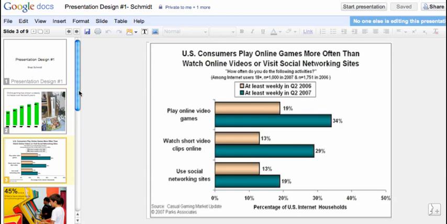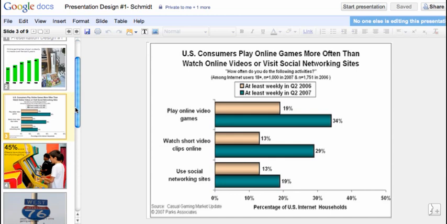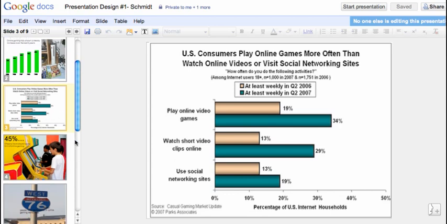Next was another graph, same thing, not very catchy. This one doesn't even have any pictures or anything to go with it. It's just very straight to the point, and that's pretty much the theme throughout this slideshow.